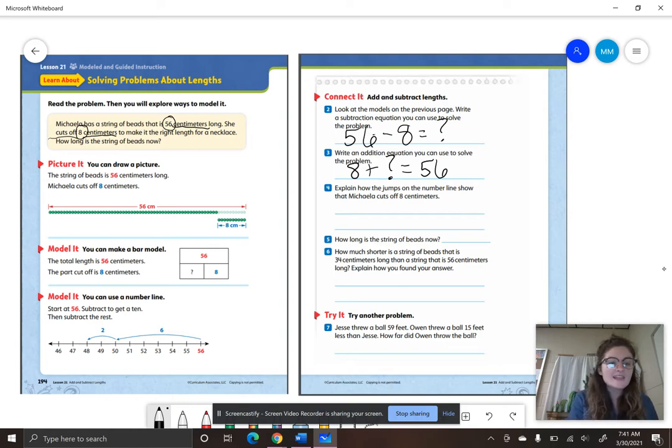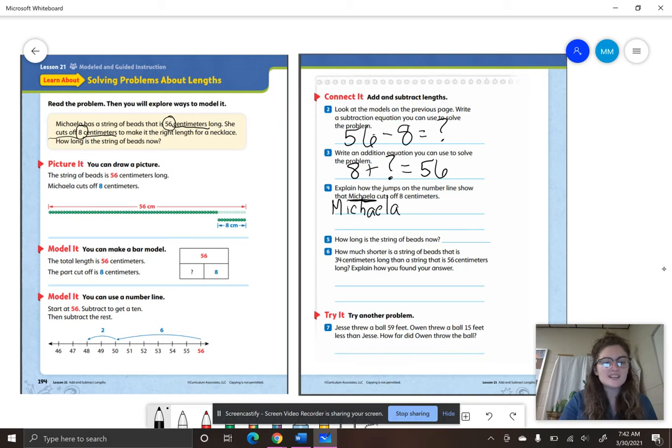Let's look back at the last model with the number line. How do the jumps show us that Michaela cuts off 8 centimeters? Look at this number line. How does it show us that she cut off 8? What did she start with first? What did Michaela start with? So I'm going to write Michaela's name. And remember, if we need help spelling it, we can look back at our sentence or our problem. What did Michaela start by doing?